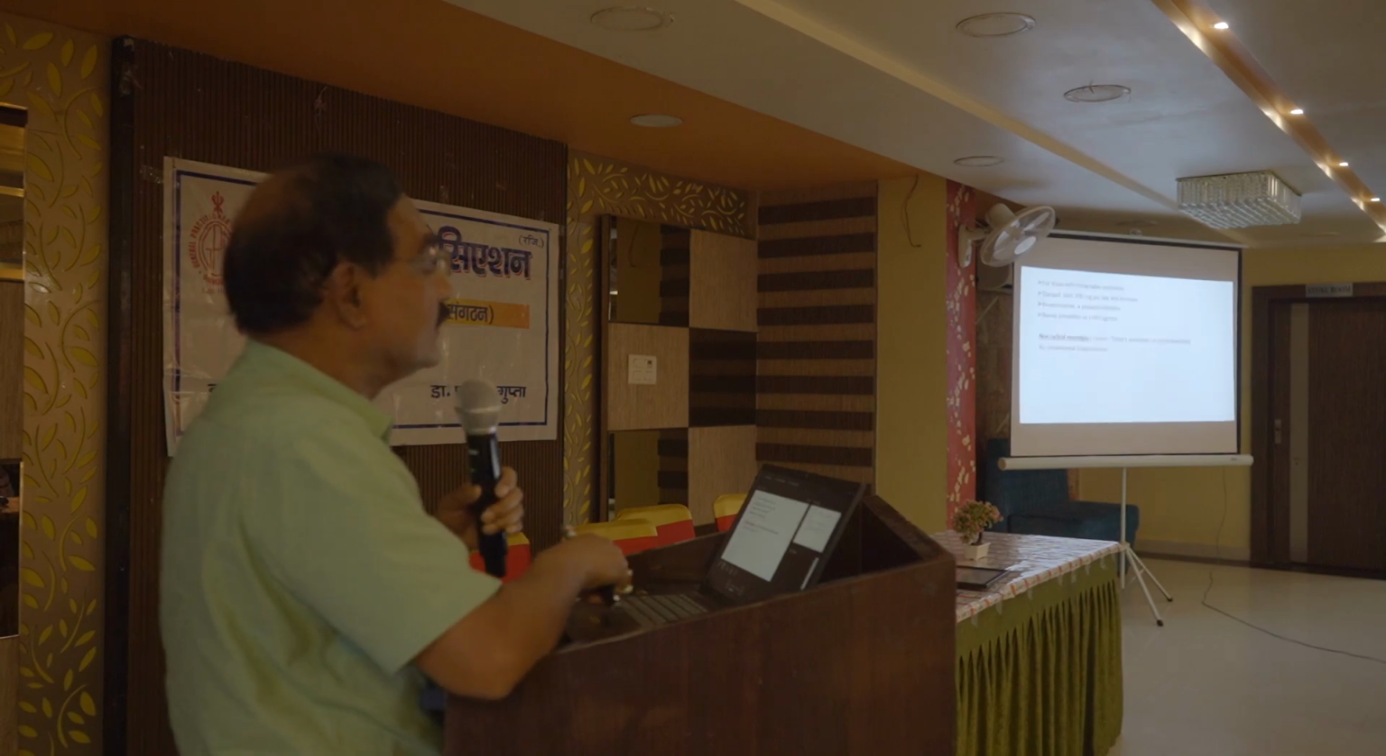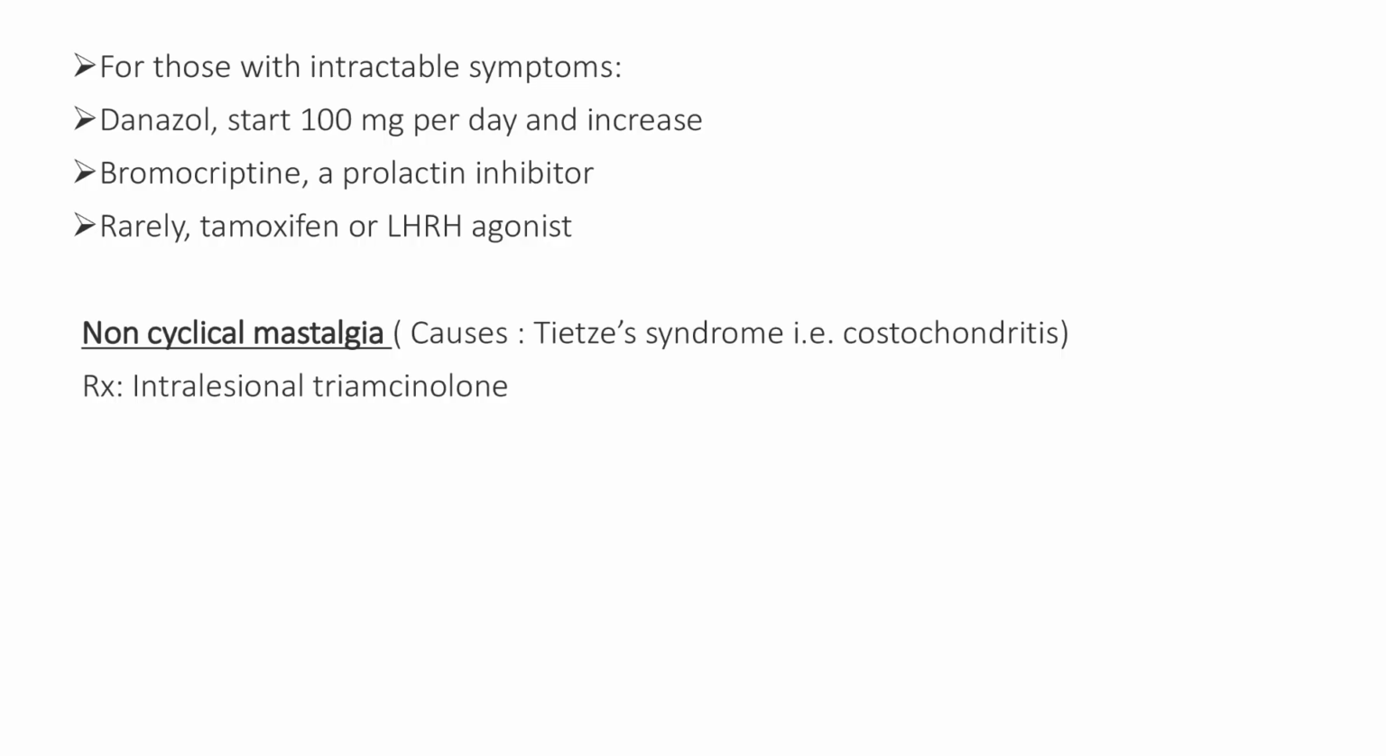For those with intractable symptoms, some patients have intractable, very severe pain, you know. Then in that case we start danazole. Danazole we start at 100 milligrams per day and increase the dose according to the symptoms of the patient. We can start bromocriptine also, a prolactin inhibitor. Rarely we give treatment of tamoxifen or LHRH agonist.